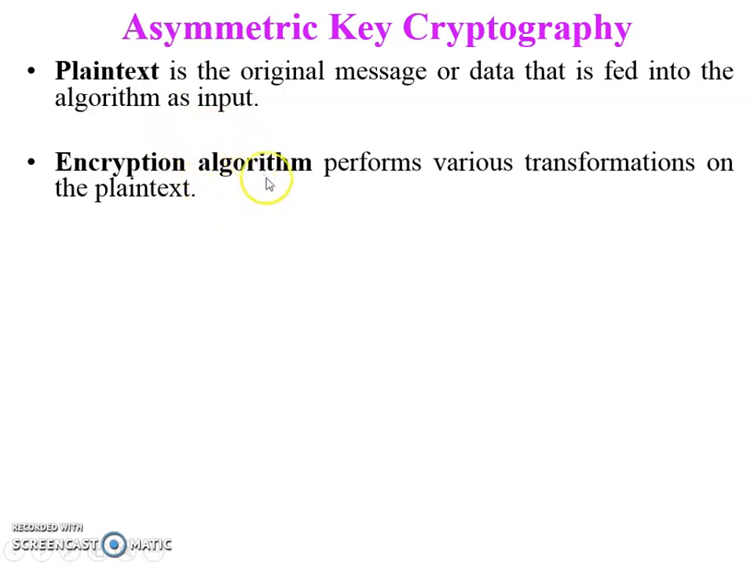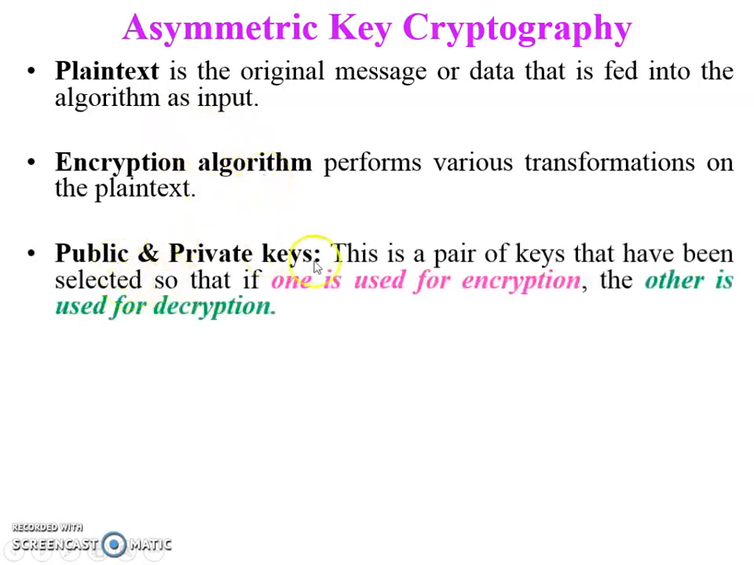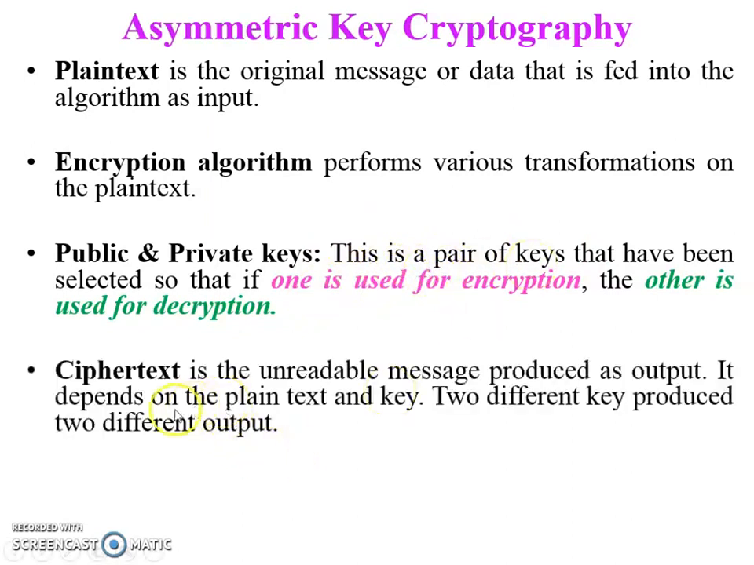Second one: there are two types, symmetric key cryptography and asymmetric key cryptography. Today in this video we are going to discuss asymmetric key cryptography. Asymmetric key cryptography is also called public key cryptography, and symmetric key cryptography is called secret key cryptography. There are six elements in the asymmetric cipher model, or asymmetric key cryptography.